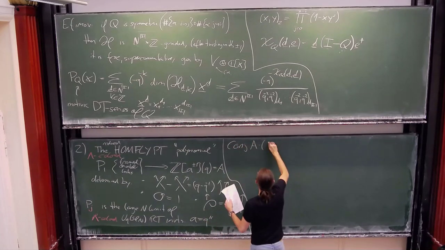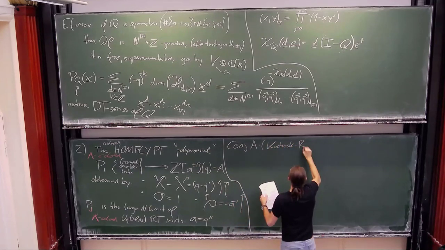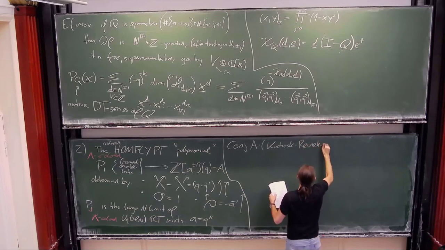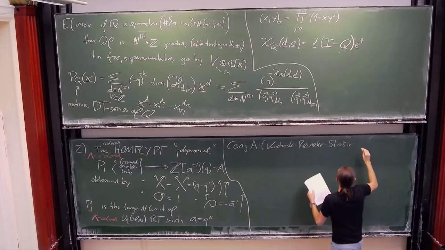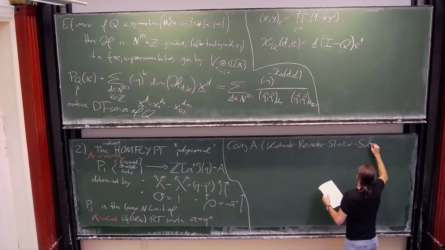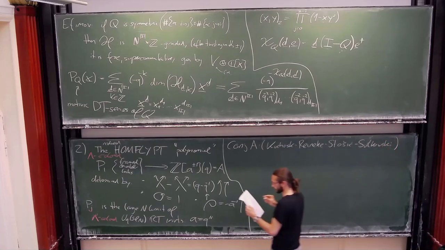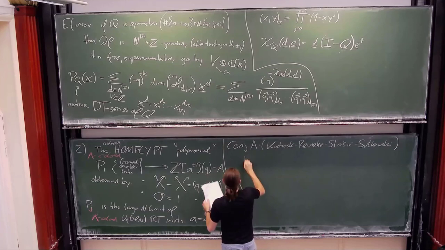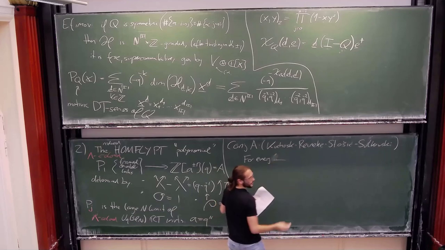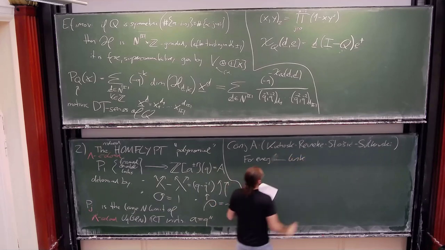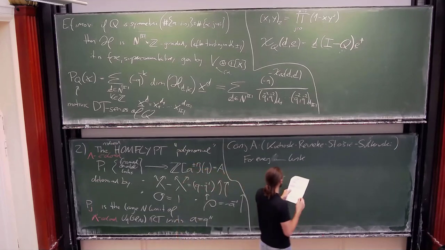Which is due to Kucharski, Reineke, Stosic, and Sulkowski. And it goes as follows. For every link, maybe leave some space for adjectives here. Not because I know what the right adjectives are, but because somebody might want to insert some adjectives later on.